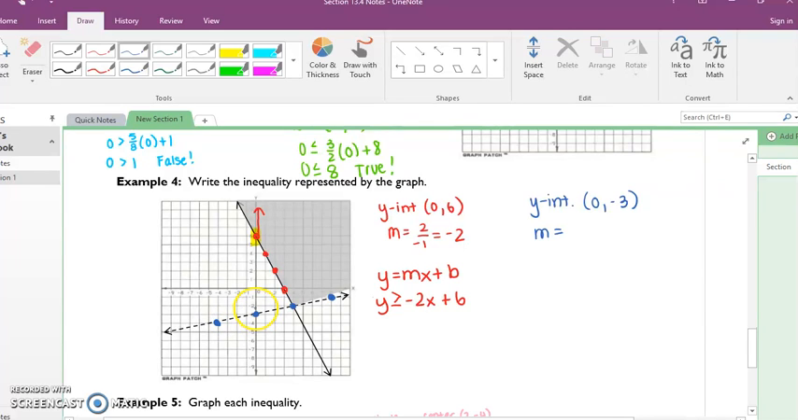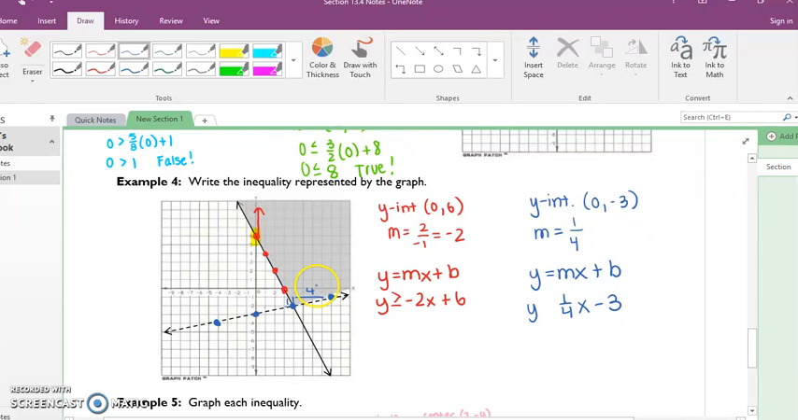So I'm going to count. I'm up 1, over 1, 2, 3, 4. So my slope is going to be a rise of 1 and a run of 4. Again, slope-intercept form, y equals mx plus b. I know that my m is 1/4. My y-intercept is -3. And now I need to determine where my shading is.